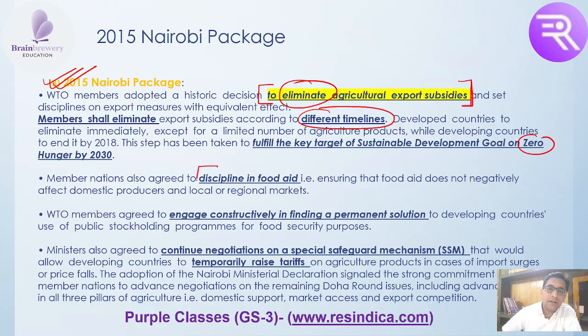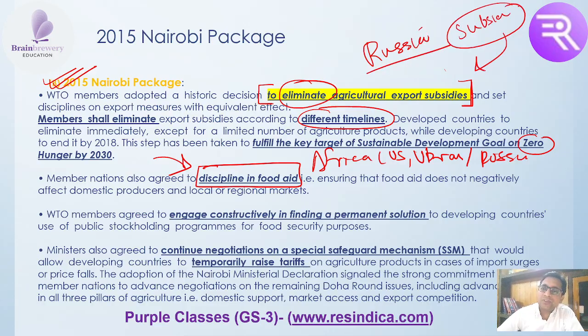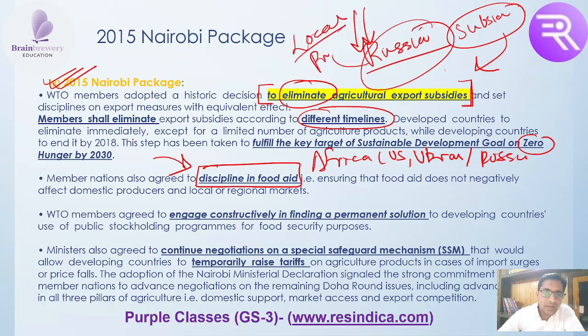That means you are providing food aid to the world, like in Africa. Okay, who is providing? USA is providing, Ukraine is providing, Russia is providing food aid. So there should be discipline in the food aid, so that it does not negatively affect the domestic producer. Like if Russia is providing food grain at a very highly subsidized rate, people will start buying Russian food grain. And what about the local producer of that area? The local producer will go down. So the discipline in the food aid has to be maintained. The food aid should not be in such a way that it distorts the local market.